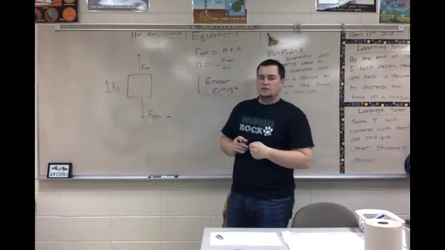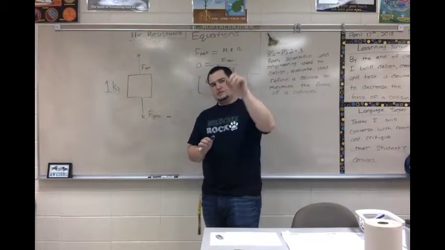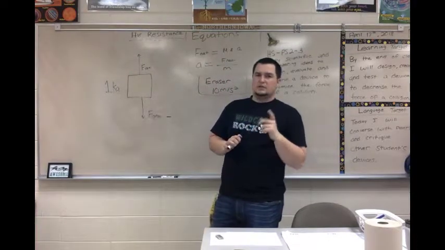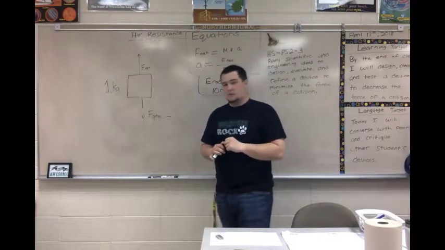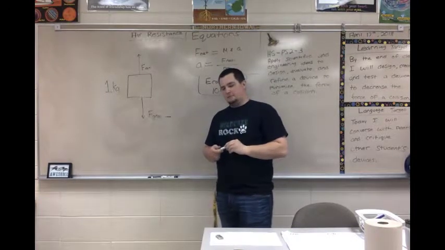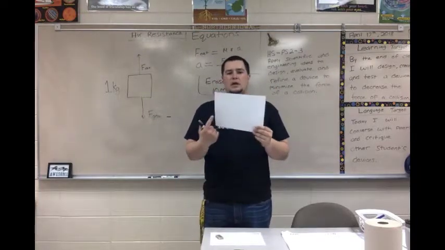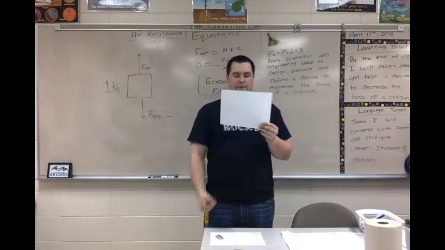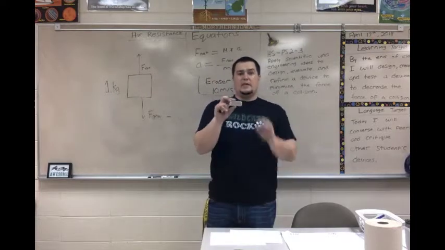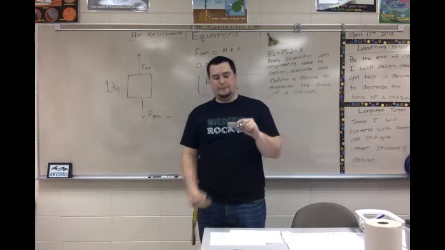All right, now we need to talk about air resistance. So what is air resistance? The greater the cross-sectional area of an object, the more air resistance it will have. So for example, if we take a look at this piece of paper, it has a very large cross-sectional area. If we take a look at this eraser, it's got a very small cross-sectional area.